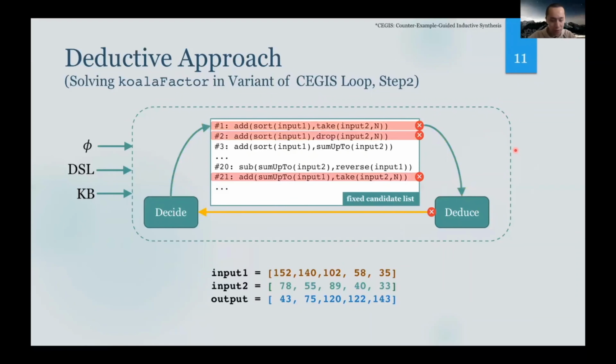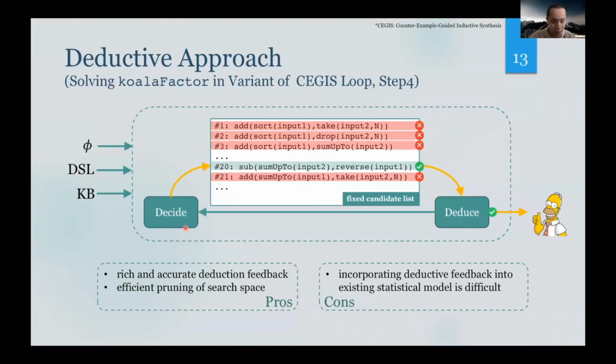Besides returning a feasibility flag, the deduce module can provide further information about whether there are any other programs that are equivalently infeasible. And this information will be provided to the decider, so that next time when the decider wants to propose some new program, it will avoid all those rejected programs until it reaches the correct solution. There are pros and cons. On the one hand, the deduction is pretty rich and accurate, and the pruning of the search space is pretty efficient. On the other hand, incorporating such deductive feedback into an existing statistical model is pretty difficult, especially when the decider itself is a statistical model.